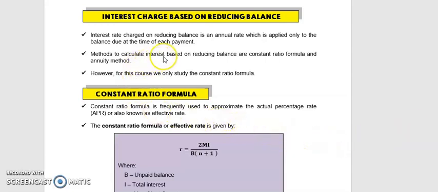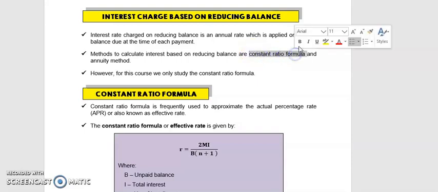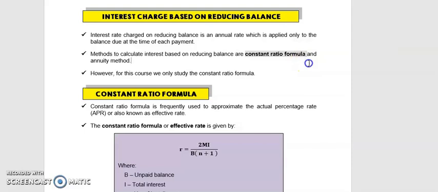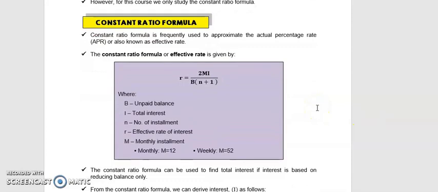Methods to calculate interest based on reducing balance are constant ratio formula and annuity method. So here in this topic, we will use constant ratio formula. If based on original balance, interest is calculated using I equals BRT or I equals IP minus CP. But for reducing balance, we will use constant ratio formula in order to find the interest. Now look at what is the constant ratio formula here.